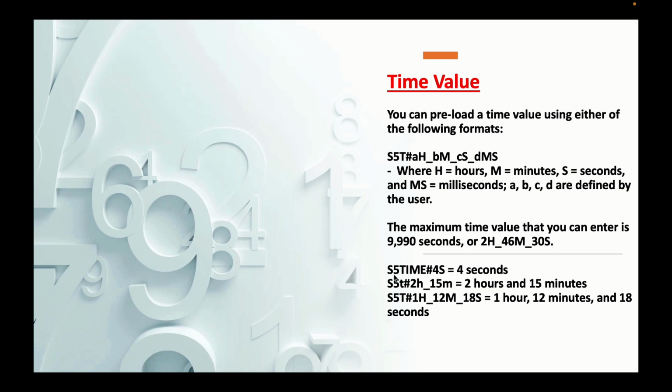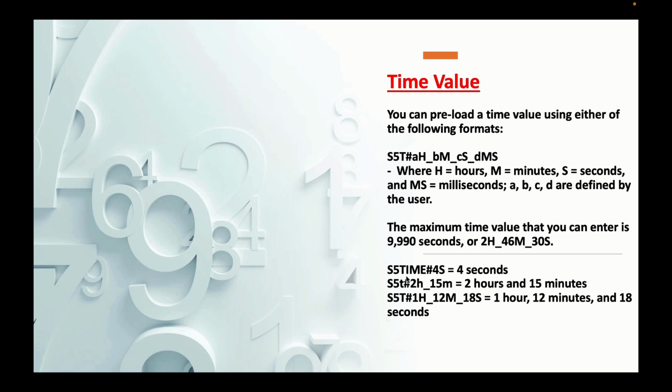For example, here is the time. We can use S5 time hash 4 seconds. In this way we can enter 4 seconds. If it is 2 hours 15 minutes, S5T hash 2 hours 15 minutes. In this way we can enter, or we can enter like hours, minutes, seconds. We can enter in this way: S5T hash 1 hour underscore 12 minutes underscore 18 seconds. That means 1 hour 12 minutes 18 seconds. So here are a total of 3 formats. You can use any one format to enter the timing.